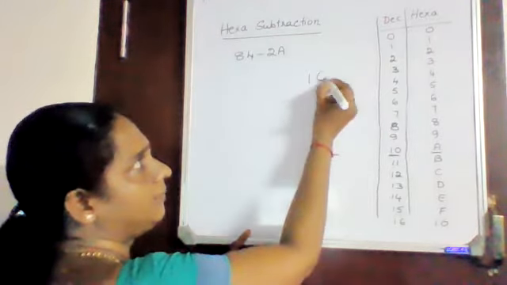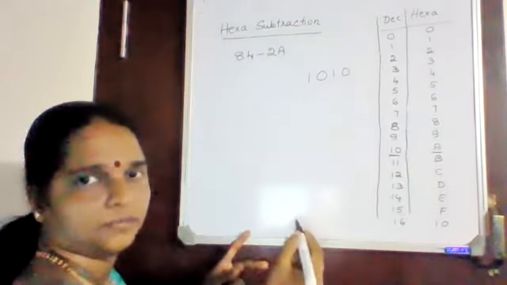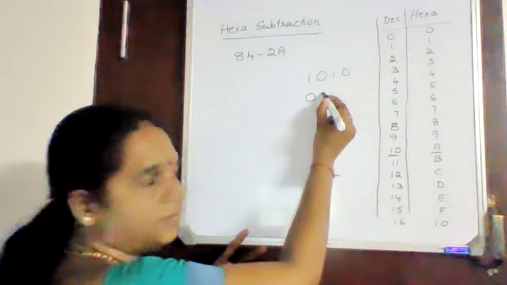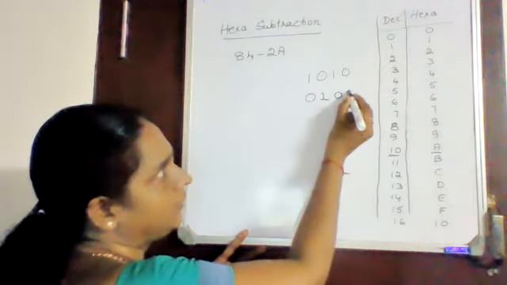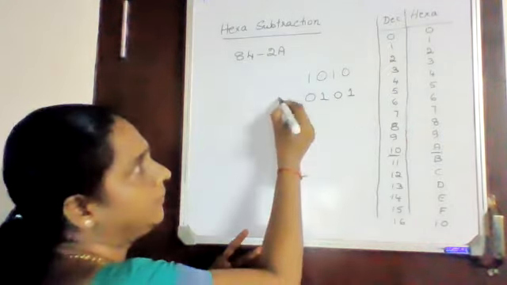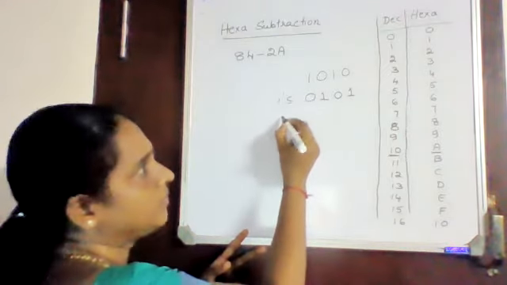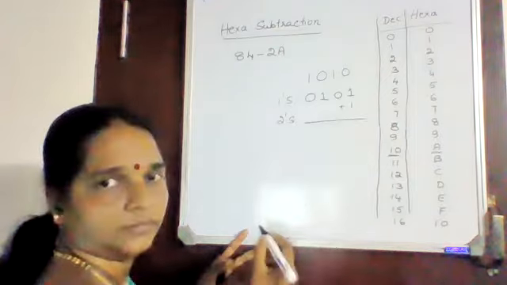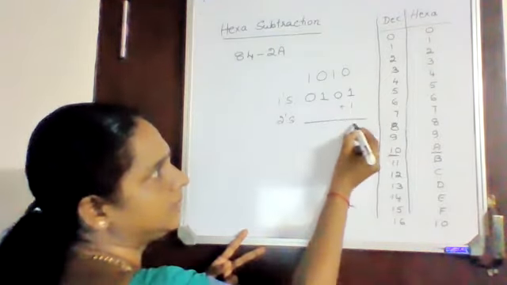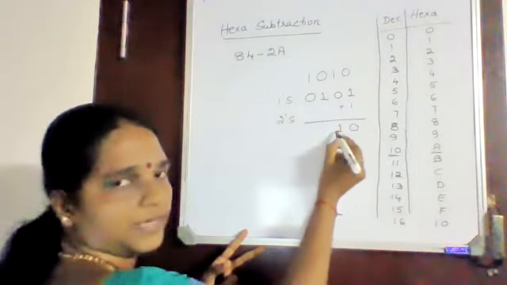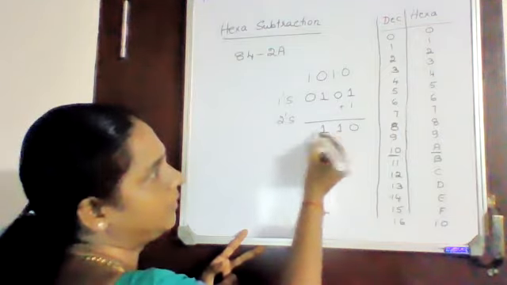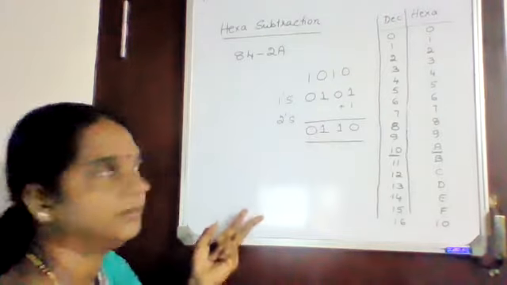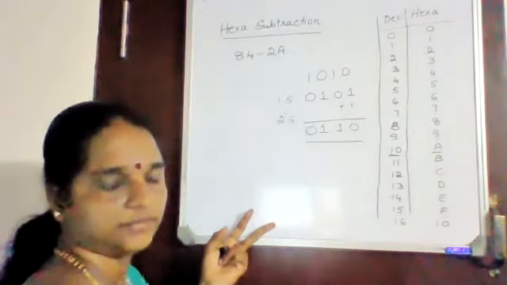If you have one binary number like this, 1's complement is nothing but making all the zeros to 1 and 1 to 0. 2's complement is obtained by adding 1 to the 1's complement. So 1 plus 1 is 0, 1 is the carry. It is carried to the next column. So this is the 2's complement of 1, 0, 1, 0.